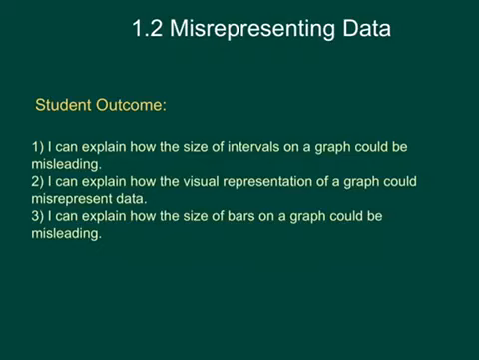Today we're looking at 1.2, misrepresenting data. So we have three student outcomes today. One, I can explain how the size of intervals on a graph could be misleading. Two, I can explain how the visual representation of a graph could misrepresent data. And three, I can explain how the size of bars on a graph could be misleading.